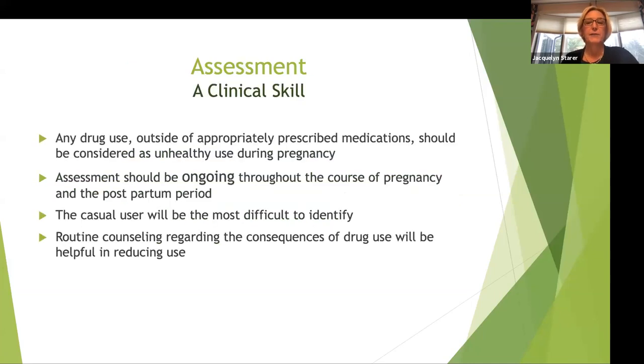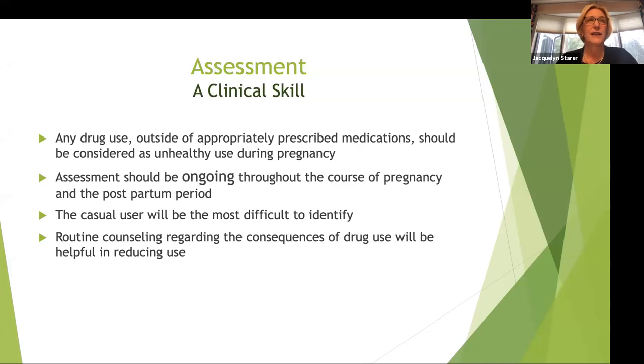So that's screening. And assessment, in my opinion, and when we wrote this chapter, we viewed really differently from screening, and it's much more of a clinical skill. And you should remember that pregnant women, of course, we all know are a different class of people because we're treating two patients. Whereas for instance, with alcohol, there's all these definitions for risky drinking and mild use disorders and moderate. With pregnant women, for alcohol and drugs, any drug use outside of appropriately prescribed medications should be considered as unhealthy use when a woman is pregnant.